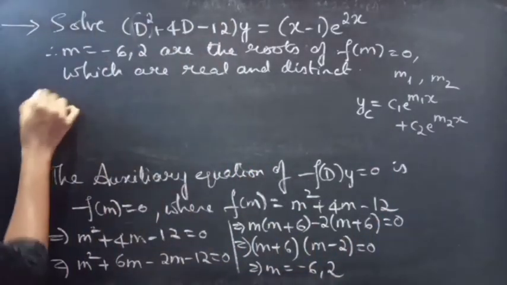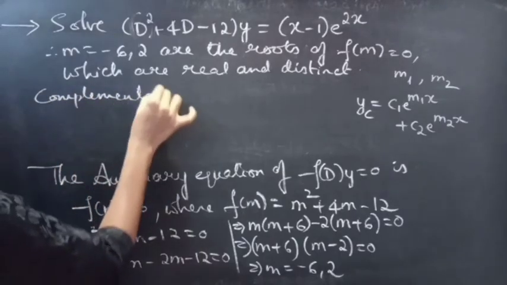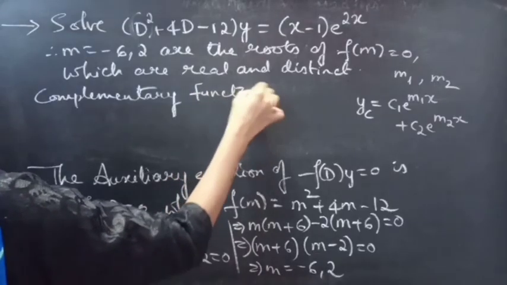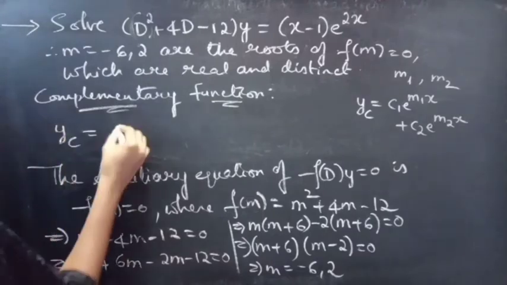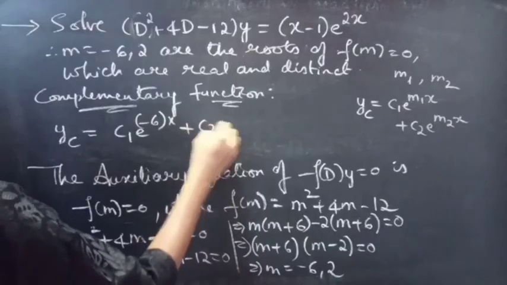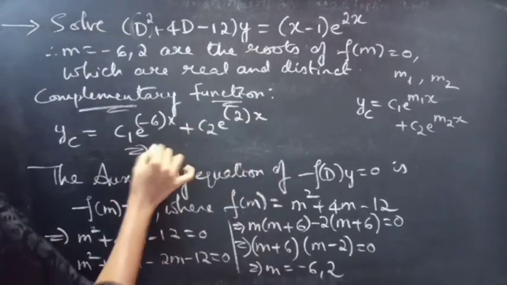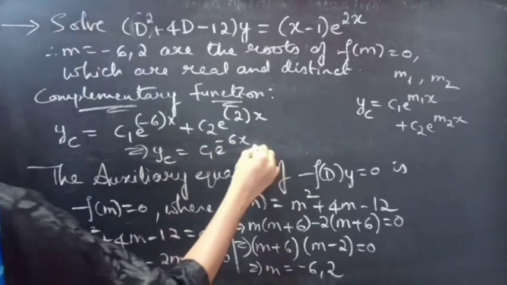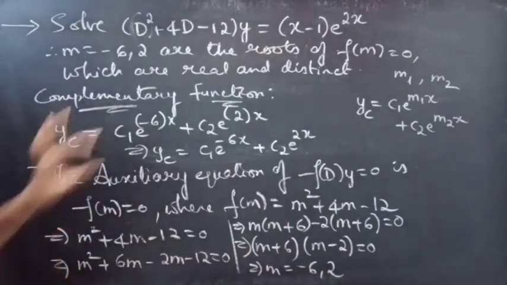Now let's write the complementary function of our problem. Our complementary function looks like one constant times e^(one root times x) plus another constant times e^(another root times x). Then yc will be c1 e^(−6x) plus c2 e^(2x). Right? We got our yc.